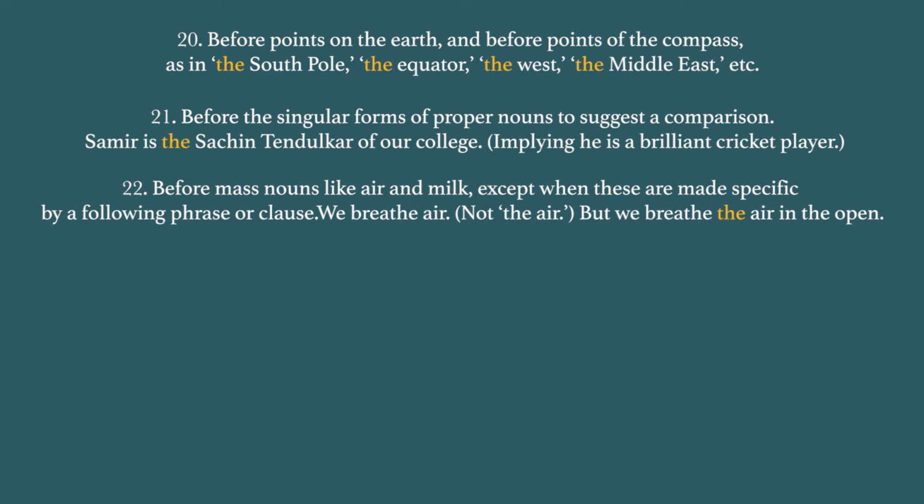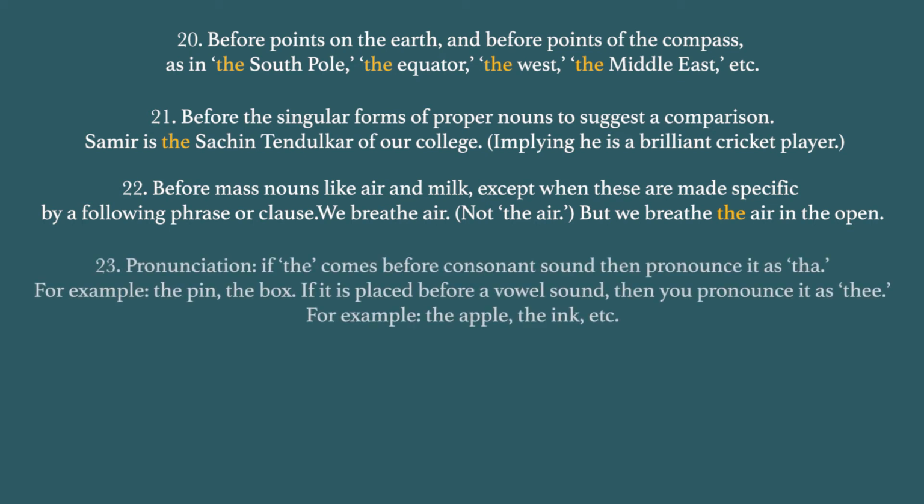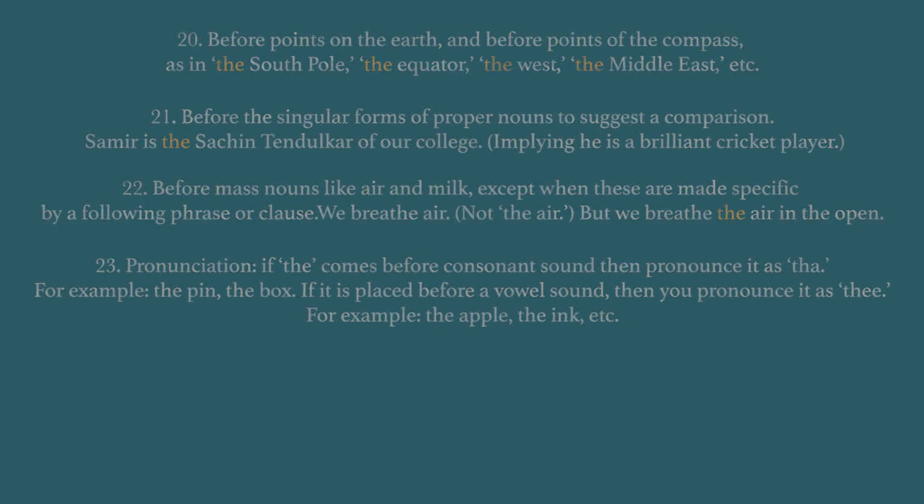Now let us see how the article the is pronounced. If the comes before a consonant sound, then pronounce it as "thuh", for example, the pin, the box. If it is placed before a vowel sound, then you pronounce it as "thee", for example, the apple, the ink, etc. So far we have seen where the article the is required to be used. Now let us see omission of the article.